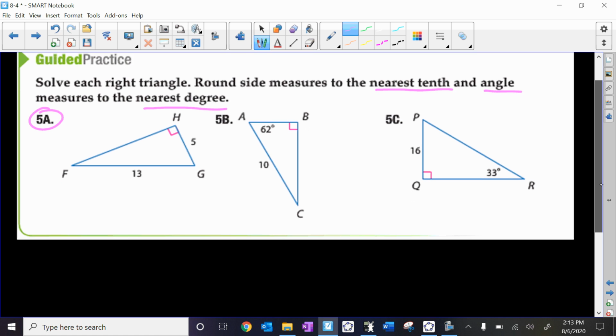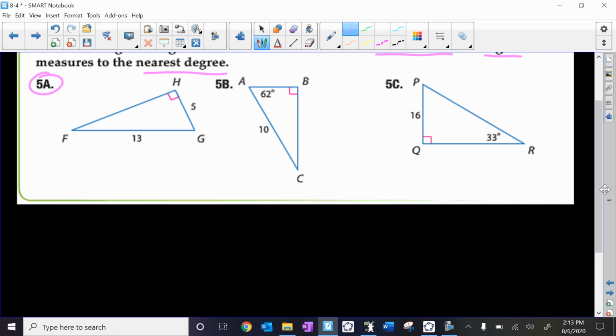You can use any technique that you want. You can use trig, you can use the Pythagorean theorem. If it's a special right triangle, you can use your special right triangles. Whatever you want to use, as long as it works and fits the scenario. So in this case, we need to find our side length FH. We need to find the measure of angle F, and we need to find the measure of angle G. Those are the three things that we're missing.